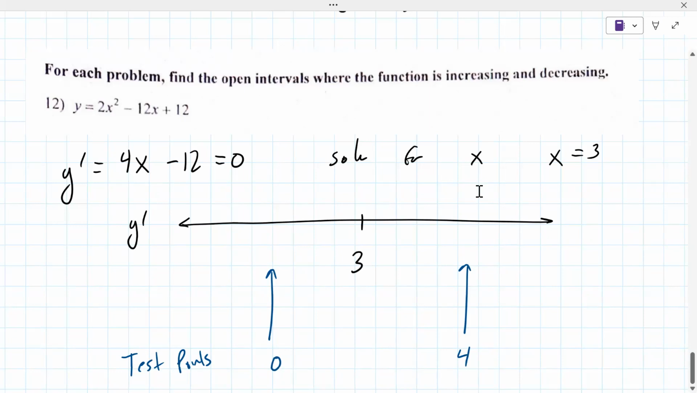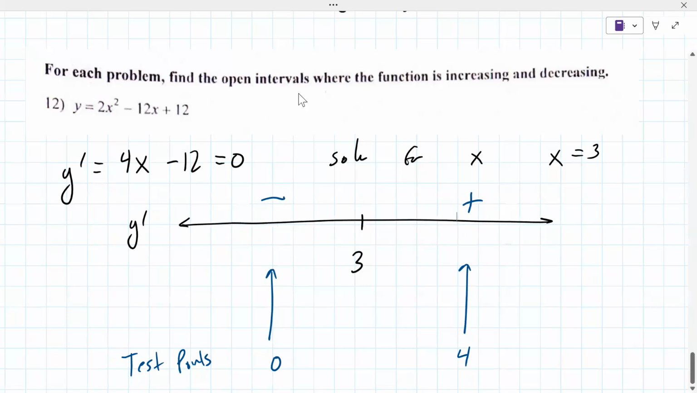We did, but is there a specific way to figure out which points you test, or do you just pick numbers around? Anything less than 3, that is nice. Like 0 is a good one, 1's a good one. Anything greater than 3, you know, don't get too extreme. Okay, thank you. So 0, 4 times 0 minus 12 is negative 12. That's negative. 4 times 4 minus 12 is 4, which is positive.